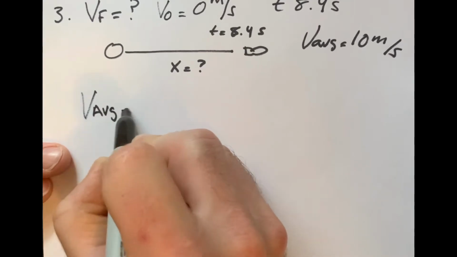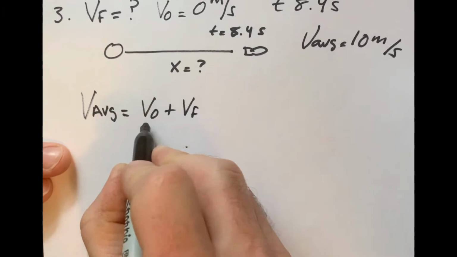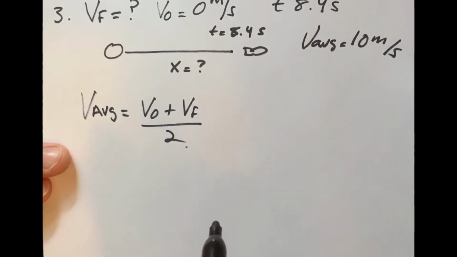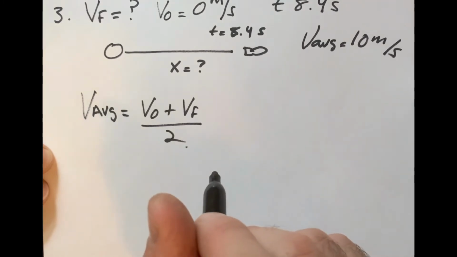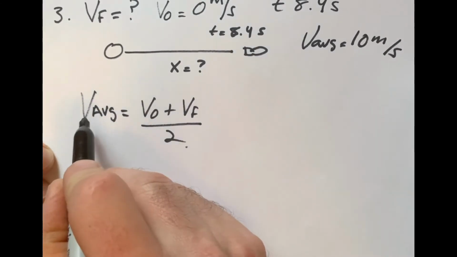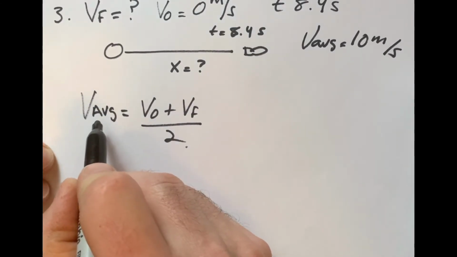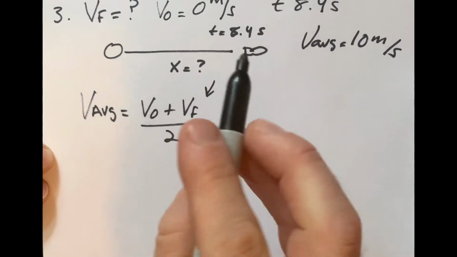Average velocity is equal to the initial velocity plus the final velocity divided by 2. Just like you would find the average of any numbers, if you had a set of numbers, you would add them up and divide by the amount of numbers that you have, and you get the average. Well, we don't want to find average velocity. We have that. We want to find final velocity. So let's see if we can isolate final velocity before we start plugging numbers in.